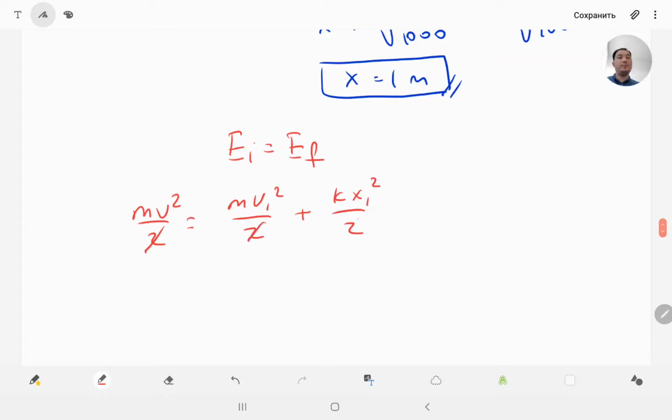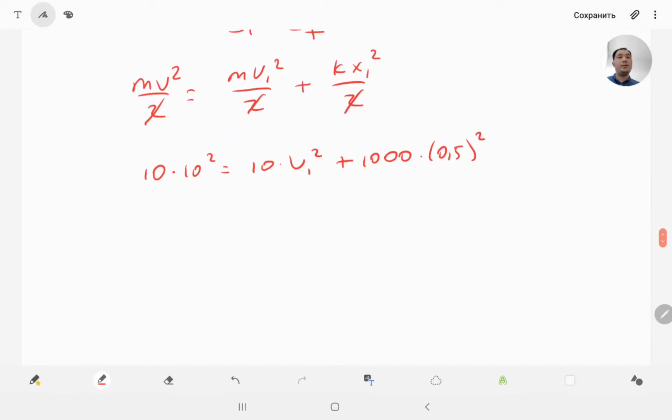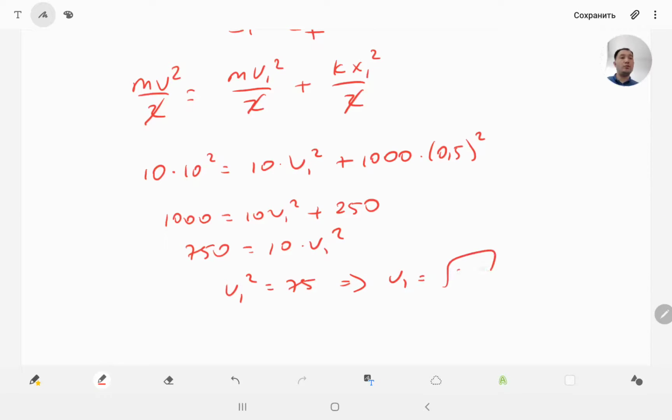We know the mass is 10, initial velocity is 10 squared, mass 10, velocity unknown for now, k is 1000, x is 0.5 squared. So 1000 equals 10 v1 squared plus 0.25 times 1000, which is 250, so 750 equals 10 times v1 squared, so v1 squared equals 75, or v1 equals square root of 75. It means 5 root 5.